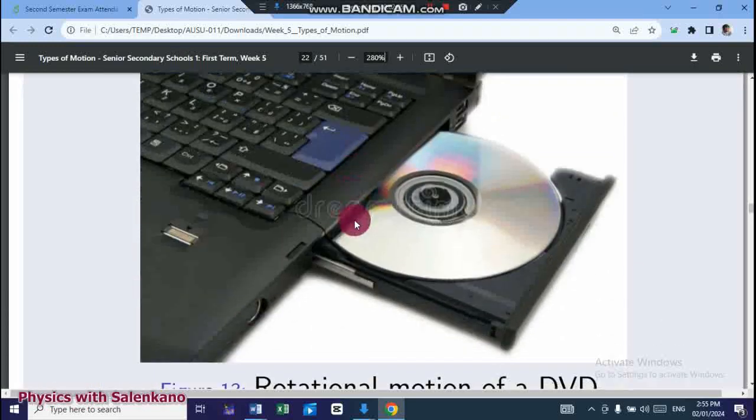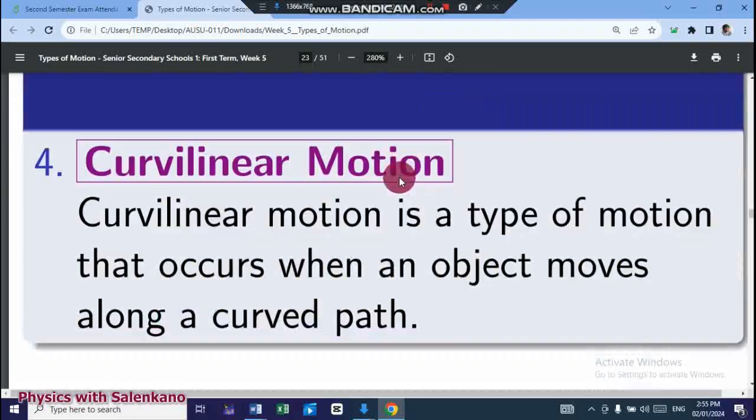Then we have the spinning of a DVD. If you have a DVD here, it will be rotating. This is another example of rotational motion.